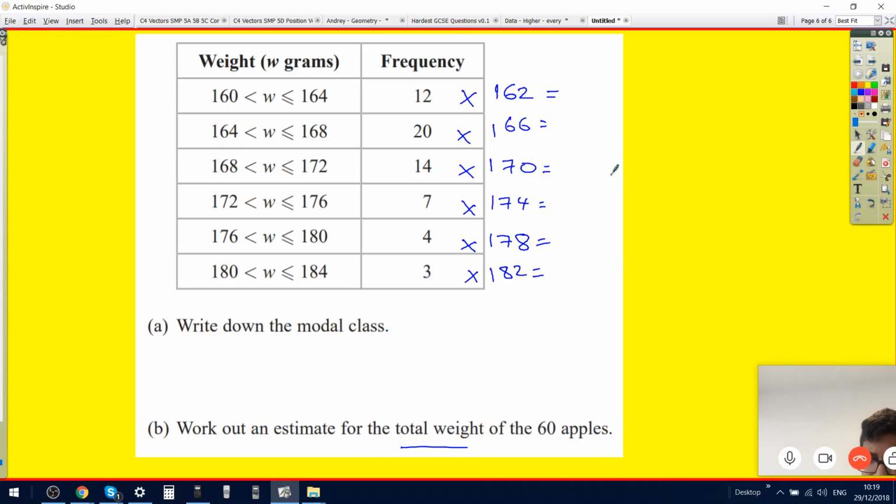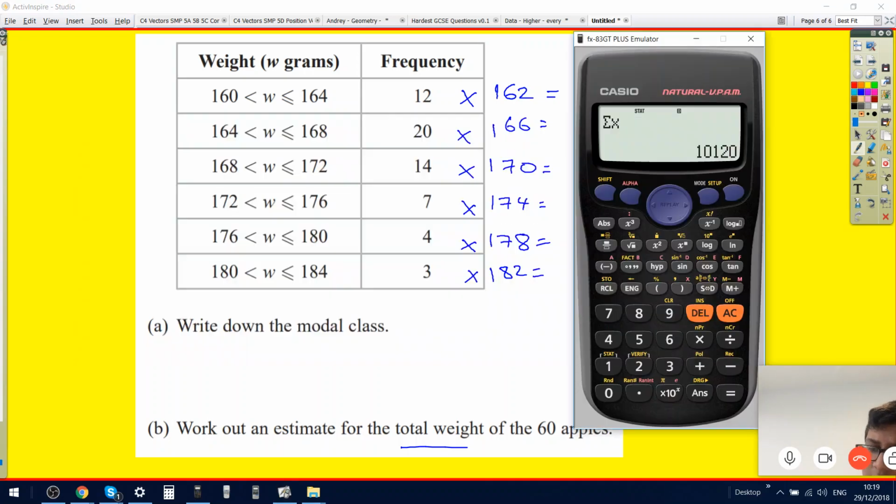You get 10,176. I got 10,120, I think. Let me just check my input. So data 162, 166, 170, 174, 178, 182. And then the other ones were 12, 20, 14, 7, 4, 3.